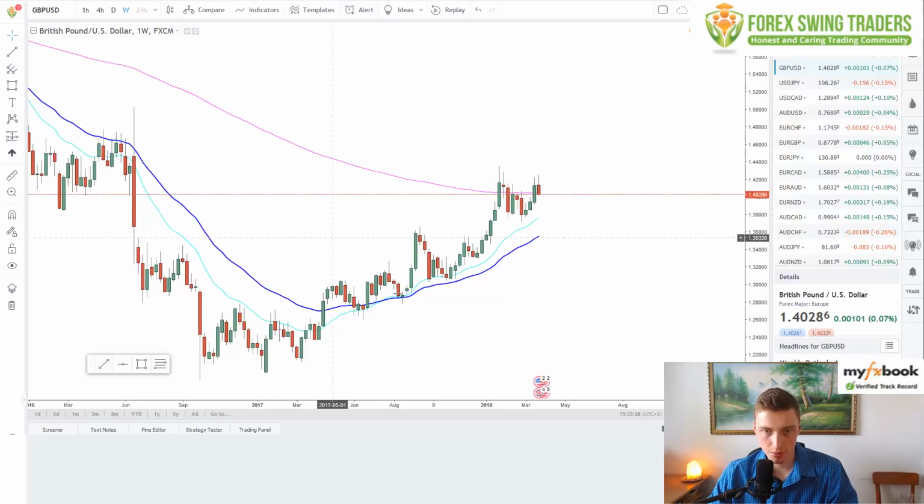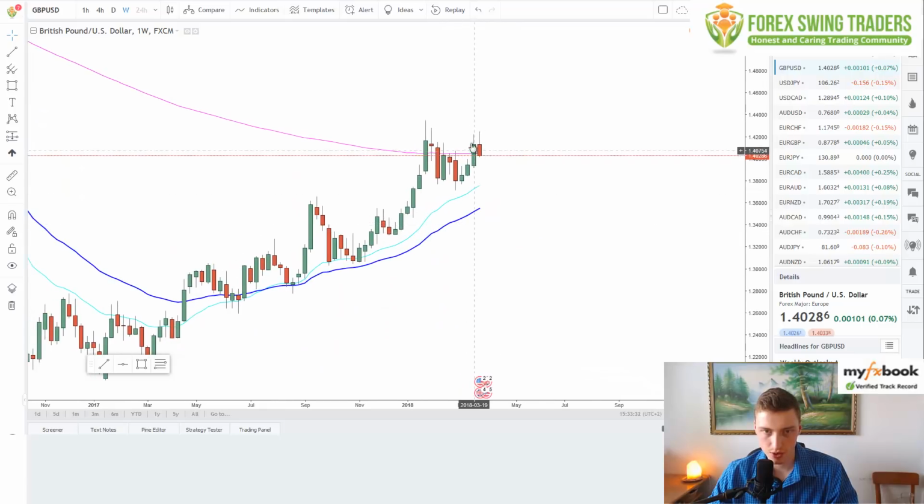So pound dollar is still in a bullish weekly trend, but price has sort of found this. This is higher high, higher low, and price created sort of a lower high. This high is lower than this one, so we'll see.